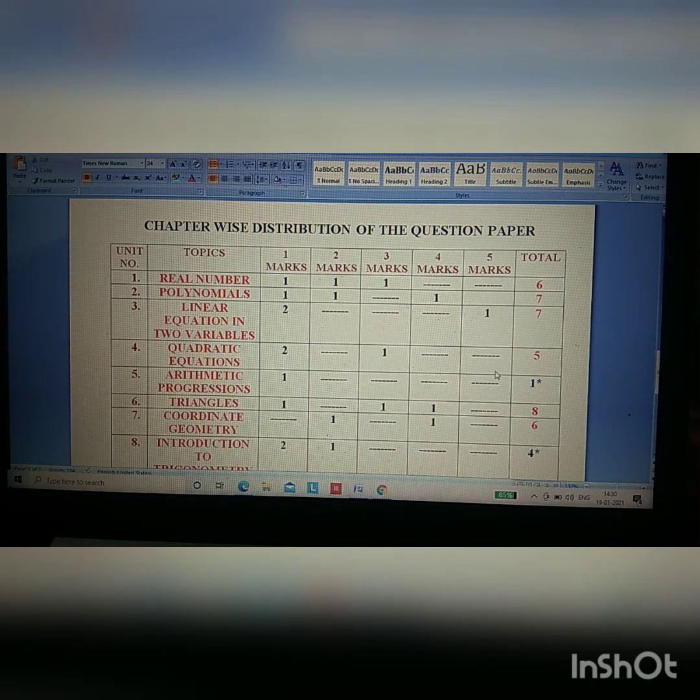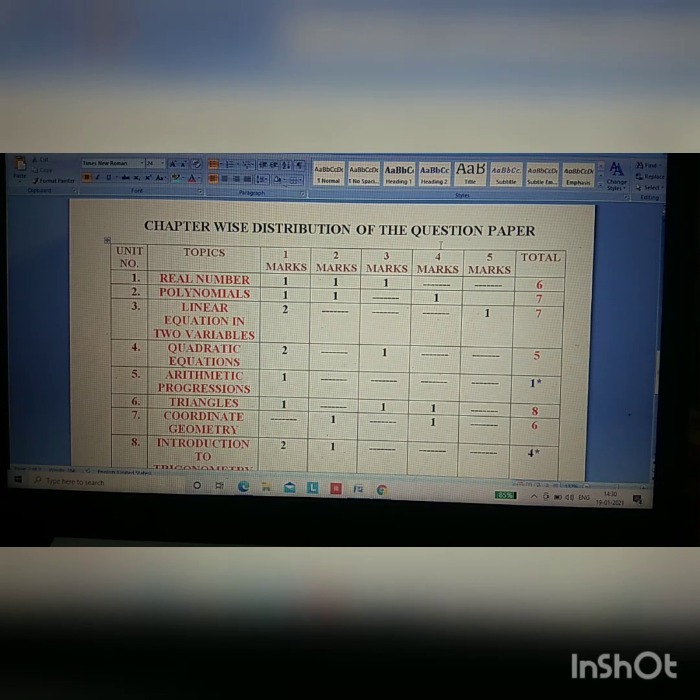Real numbers. In the standard paper, real numbers carry 1 question of 1 mark, 1 question of 2 marks, and 1 question of 3 marks. The total weightage of real numbers would be 6. Further, in the same way, polynomials, 1 question of 1 mark, 1 question of 2 marks. Actually the paper does not contain any 4 marks question. Keep this in mind.